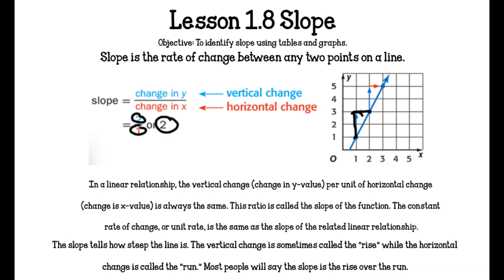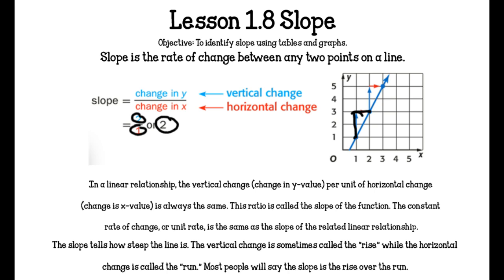In a linear relationship, the vertical change in y value per unit of horizontal change in x value is always the same. The ratio is called the slope of the function. The constant rate of change, or unit rate, is the same as the slope of the related linear relationship. The slope tells how steep the line is. The vertical change is sometimes called the rise, and the horizontal change is called the run. Most people will say the slope is the rise over run. So you'll hear people say rise over run, rise over run.